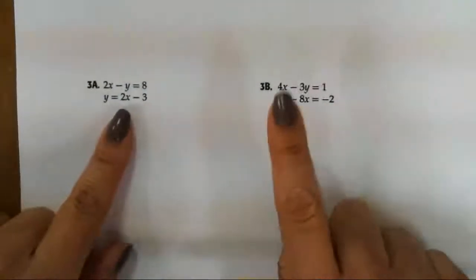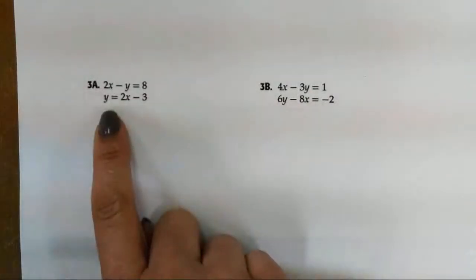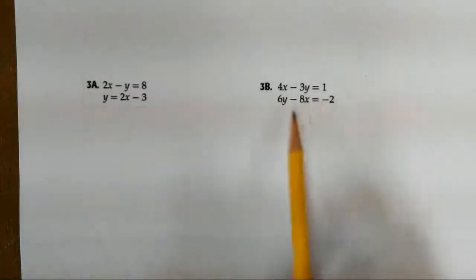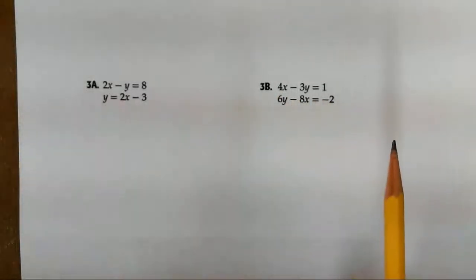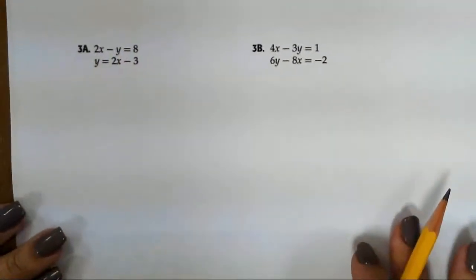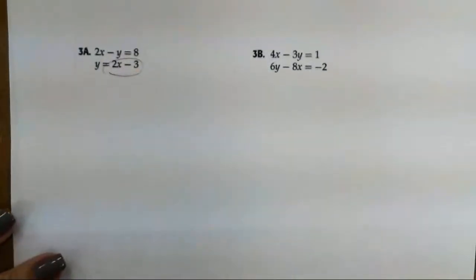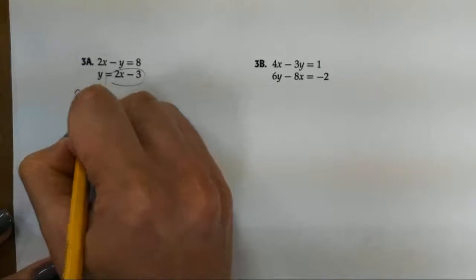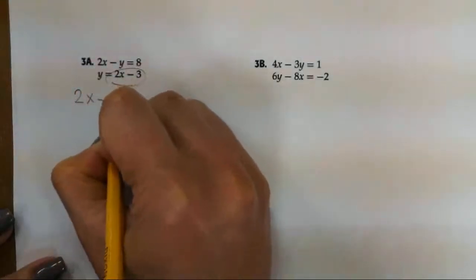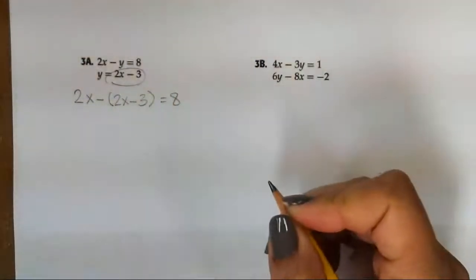So you'll see in both of these, they look a little different. This one is already solved for you. The bottom one is already y equals, but over here you're going to have to rewrite one of them yourself. Now let's do this one first. So our first one, we have the 2x minus 3. That's the one we want to substitute. So we have 2x minus, 2x minus 3, equals 8.